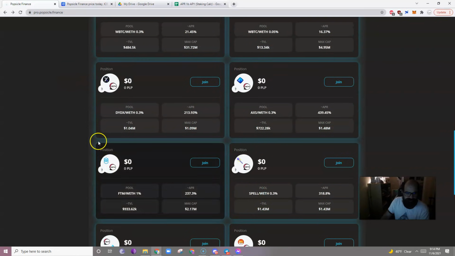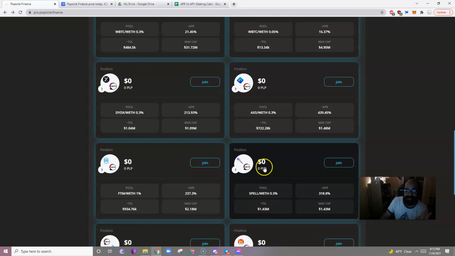You also have Phantom. Phantom Weth for 237, pretty good, but if I'm going to do this one, I'm probably going to do it on the Phantom blockchain. Spell at 318 APR, but it's capped. So, interestingly, these had caps on how much they wanted, which I think was smart, because then the early birds get to capture really good APR.